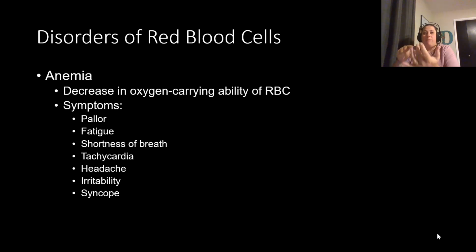The patient will have a pale look. They'll be paler. The patient will feel fatigued. They may have shortness of breath due to the lack of the ability of these cells carrying oxygen. They'll have tachycardia, increased heart rate, headaches, irritability will be present, and they may even have syncope, which is fainting. All right, so let's look at the different types of anemia.